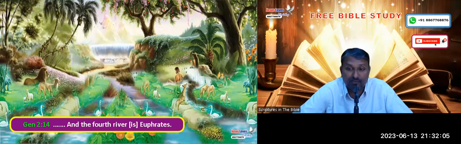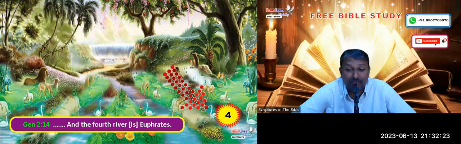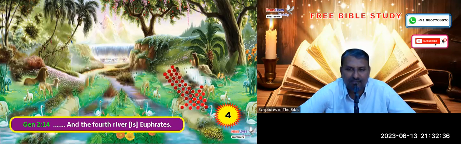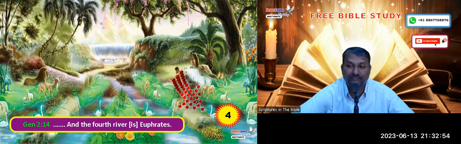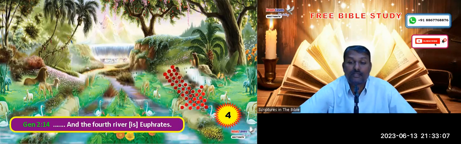Okay, now let us come to the fourth river, the last river. What is the name of the fourth river? Read from the Bible, brother, that's all. Genesis 2:14. "And the name of the third river is Hiddekel: that is it which goeth toward the east of Assyria. And the fourth river is Euphrates." So the fourth river's name is Euphrates.